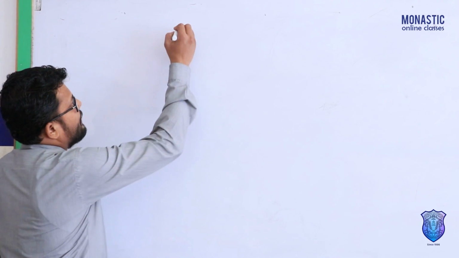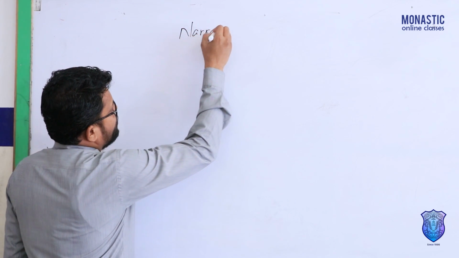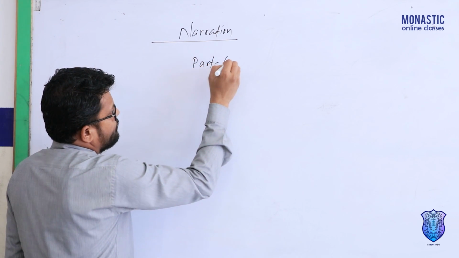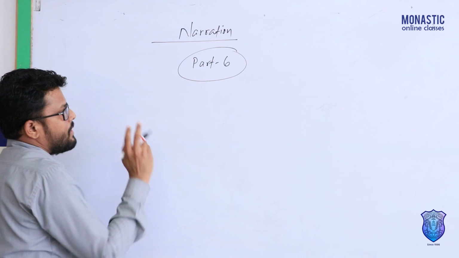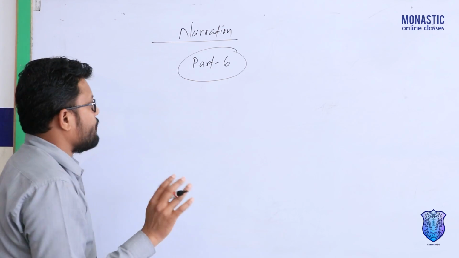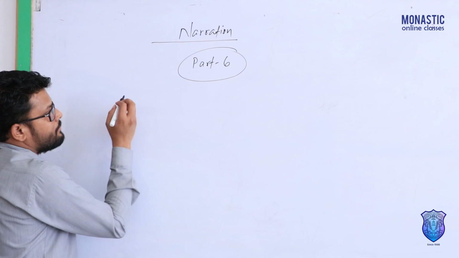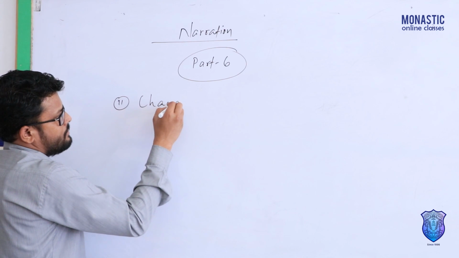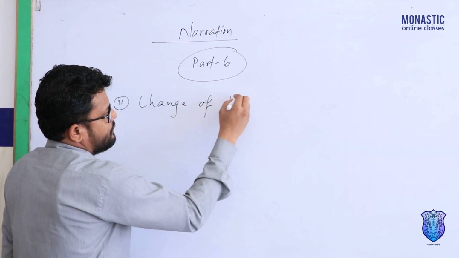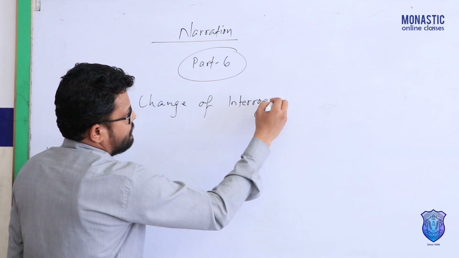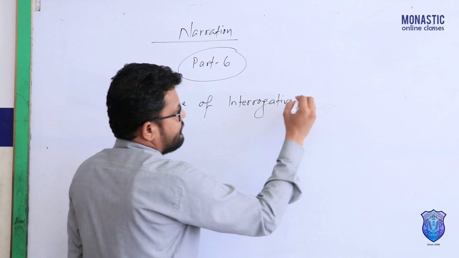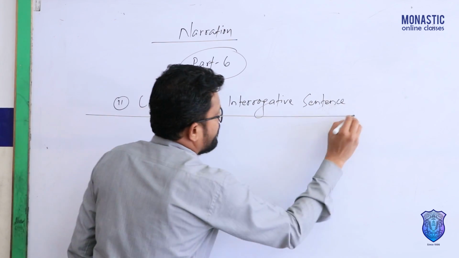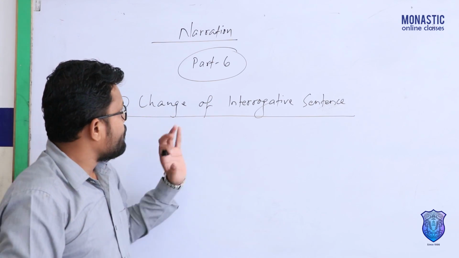So, we are going to talk about narration, and in narration, we are talking about part 6. In part 6, we are right now in the special rules, that is, special rule number 2, which is known as change of interrogative sentence. So this is the topic that I am going to talk to you about.